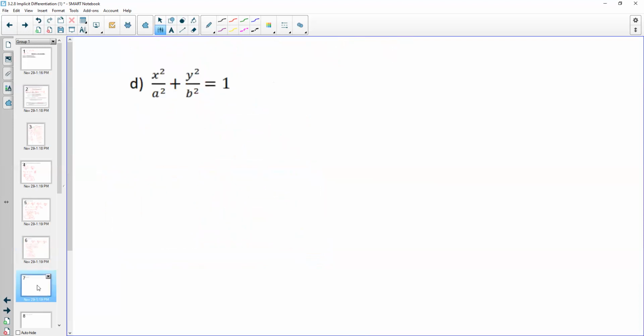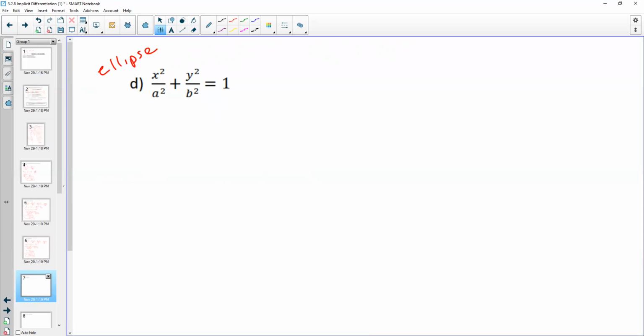Okay. So this one, x squared over a squared plus y squared over b squared. Does anybody recall what shape this is a formula for? No? Maybe this will be for an ellipse. And we'll talk about that in a couple slides. Okay, so how do we differentiate this?